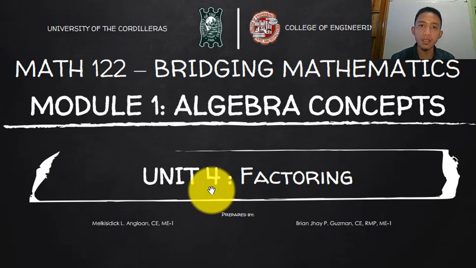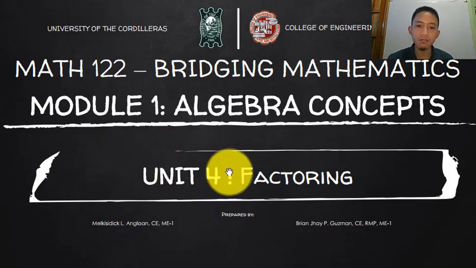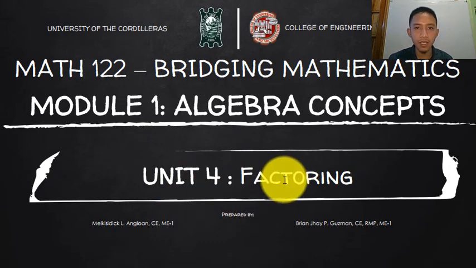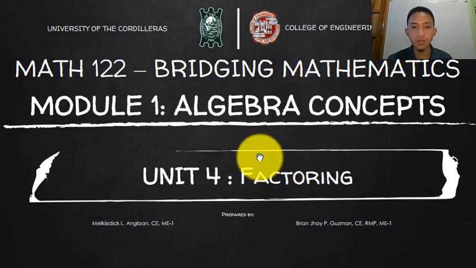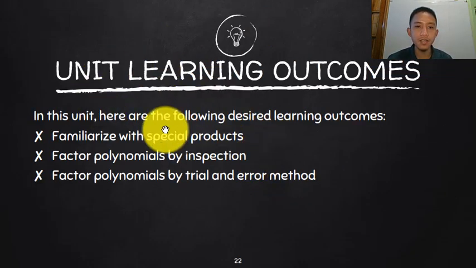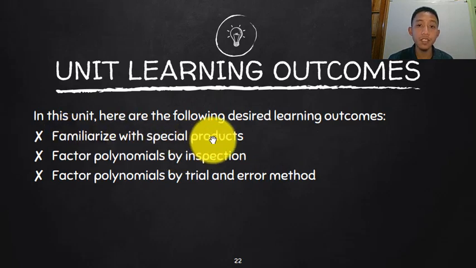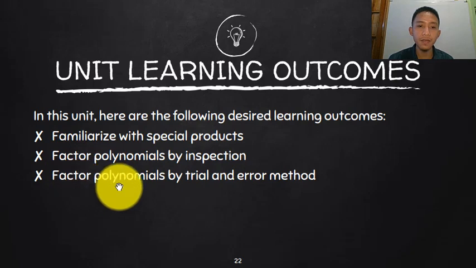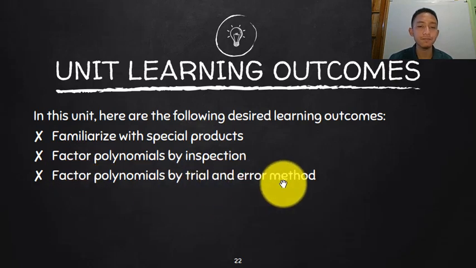Okay, so unit 4. What is the topic here? Factoring. We will discuss factoring before we go to solutions of quadratics. That is very, very important. In this unit, you will be familiarizing yourself with the special products, factoring polynomials by inspection, and factoring polynomials by trial and error.